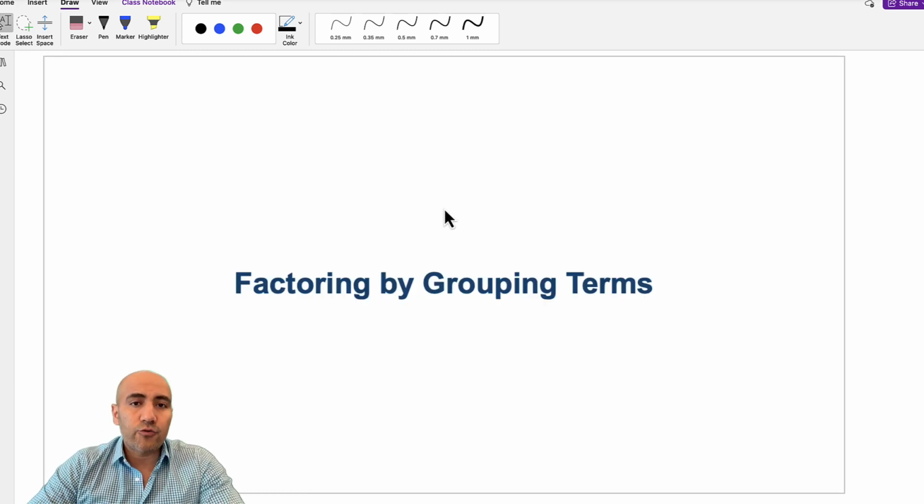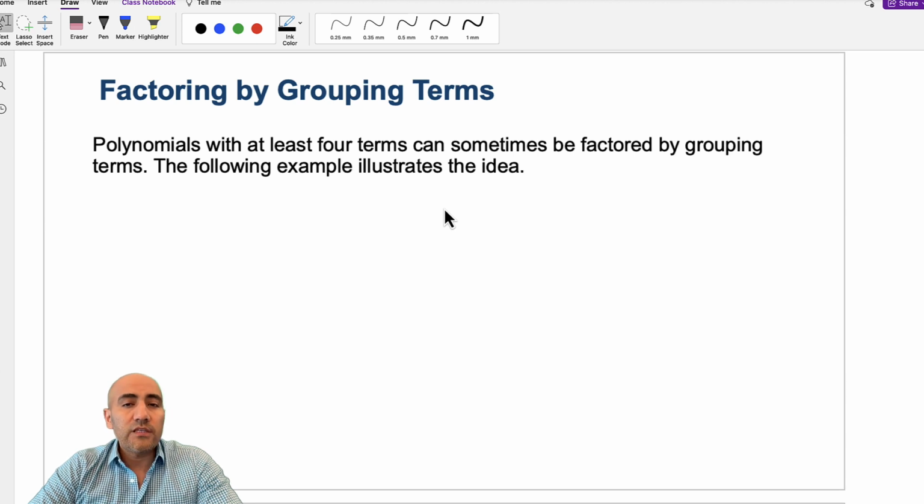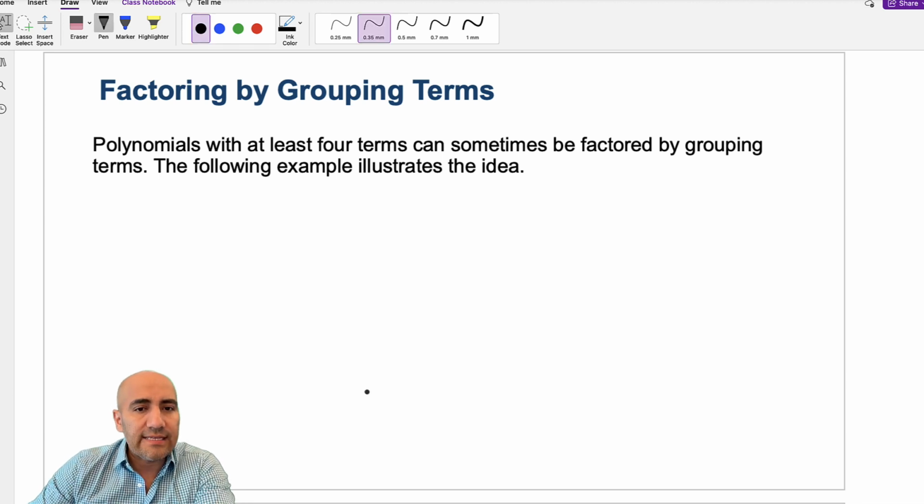Okay, factoring by grouping terms. So this process works when there are at least 4 terms, and it works based on the following idea. So let's go back to multiplication. For example, if you remember multiplication, say we had x plus 3 times y minus 5, let's say. Okay, one way that we can multiply this is by foiling, of course.